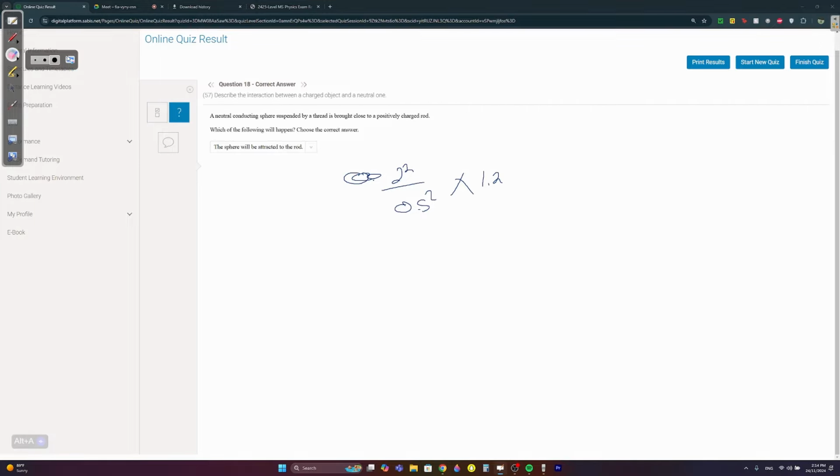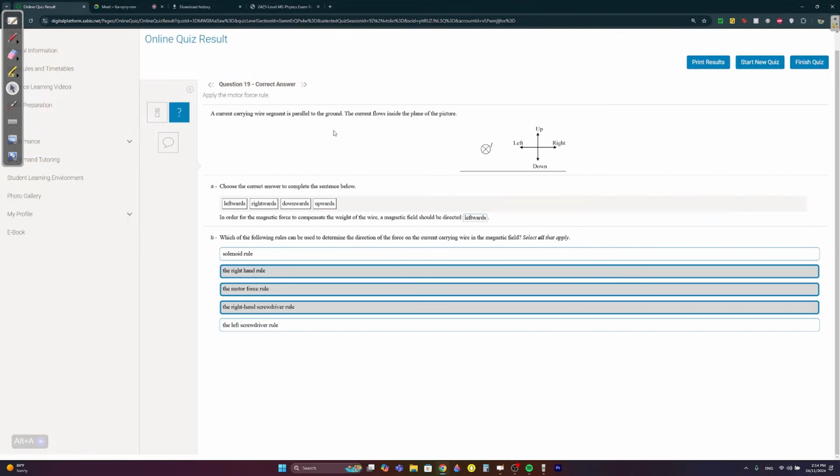Okay. Question 18. A neutral sphere suspended by a thread is brought closely to a positively charged rod. What's going to happen? Neutral brought to a charged. What's going to happen? There will be attraction. A charged attracts neutral.